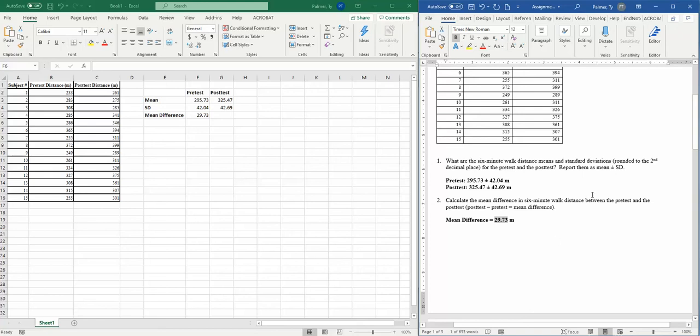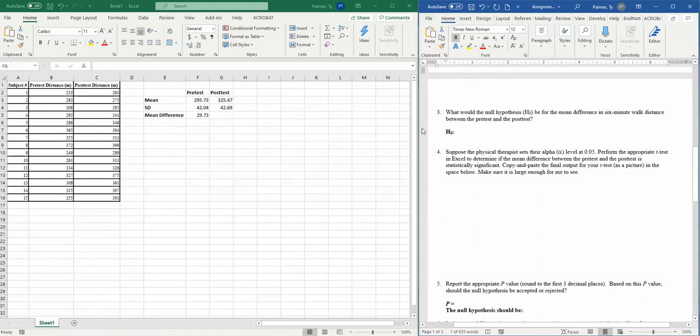Okay, let's go ahead and move on to question 3. Question 3 says, what would the null hypothesis be for the mean difference in 6-minute walk distance between the pre-test and the post-test? It talks about this in the PowerPoint, so please refer to the PowerPoint for more information on the null hypothesis when we're comparing the pre-test versus the post-test.